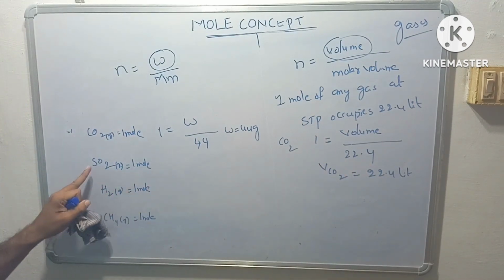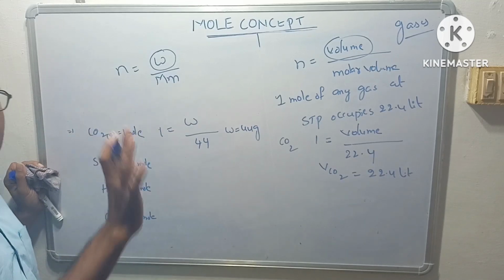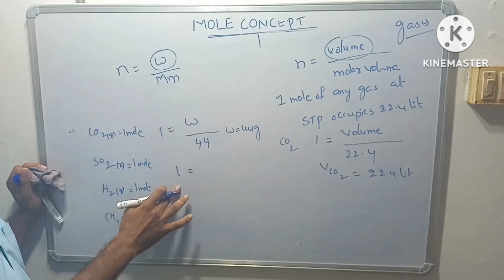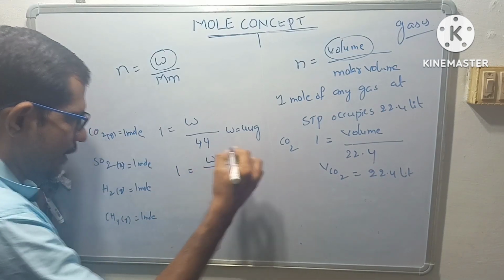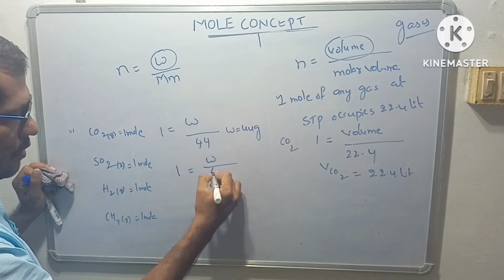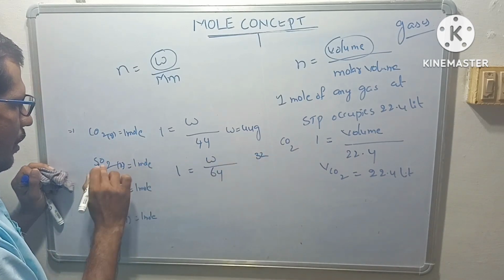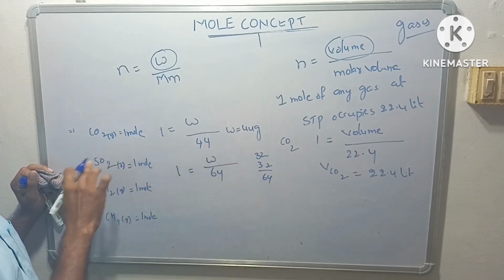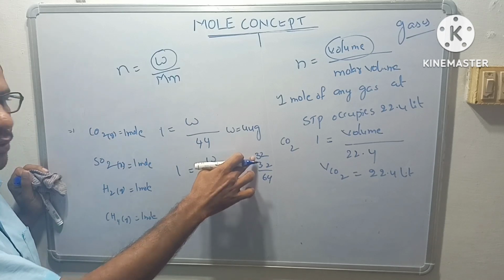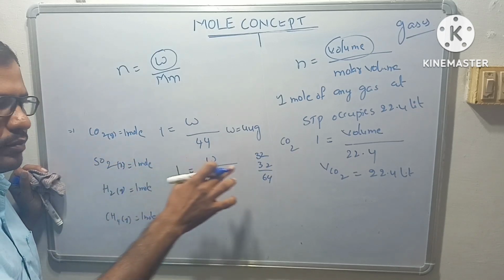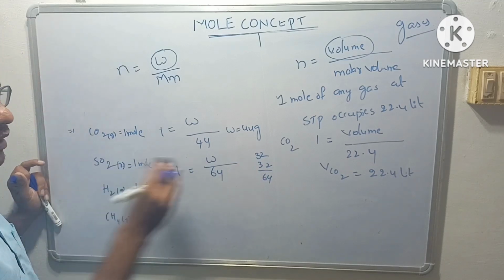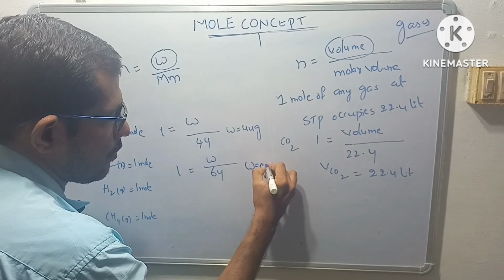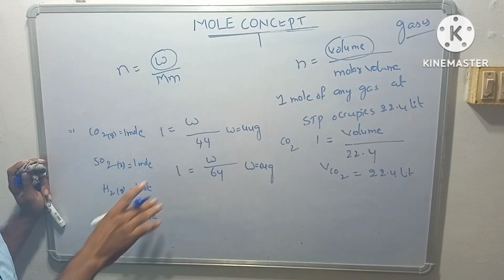Now I am going to the SO2 molecule. First I calculate the mass. 1 mole, that's why I have taken n equal to 1 here. I need to calculate the weight. SO2 molar mass is 64. Sulfur mass is 32. Oxygen, 2 oxygen atoms, 16 into 2, 32. So 64 is coming. So the weight is 64 grams.